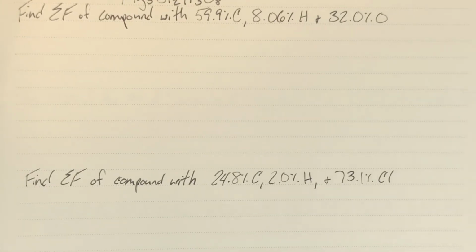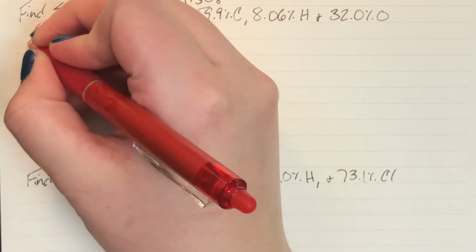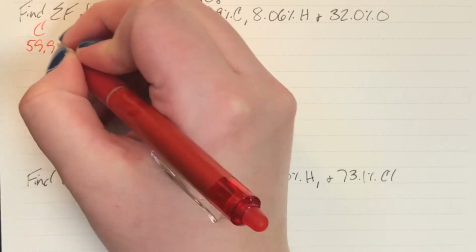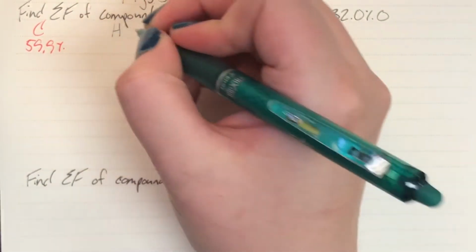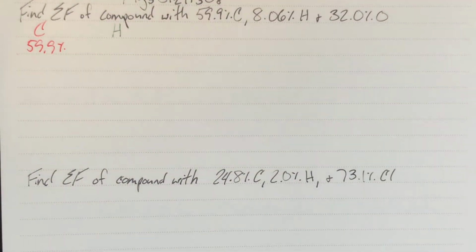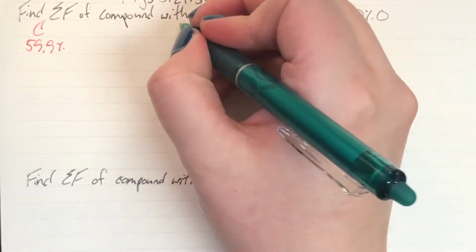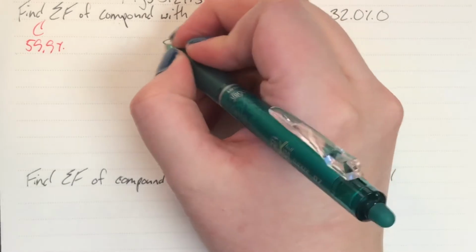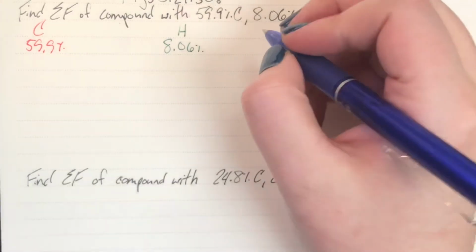Next, I'm going to be finding the empirical formula for a compound with 59.9% carbon, 8.06% hydrogen. That's too close. I'm going to have issues. Go ahead and erase that hydrogen. I'll move it over. 8.06%. And then 32.0% oxygen.